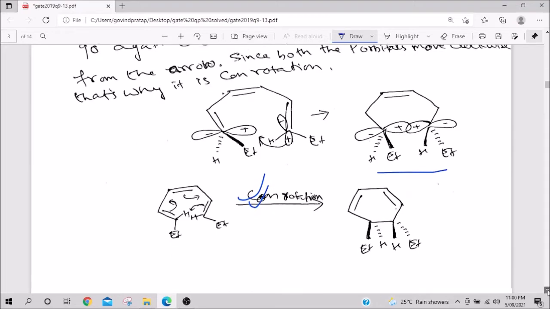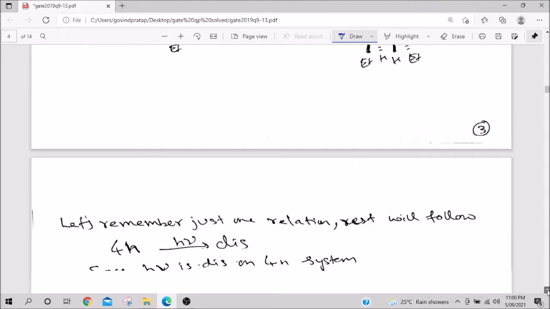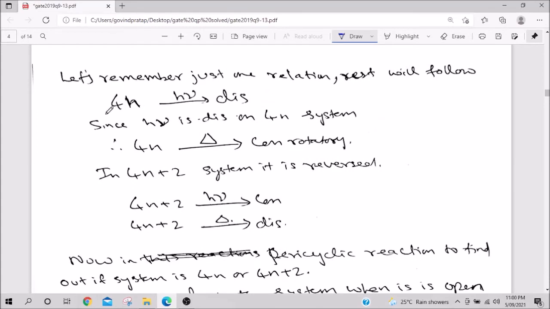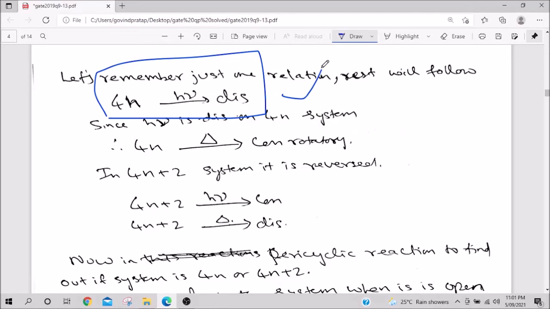Now, one simple formula you will remember, if you remember you will be able to do everything. How I remember is always, I remember this word 4n h nu dis. With this you will be able to solve all of them, because they are basically 2 systems, 4n system and 4n plus 2 system. Now 4n reaction can happen either in photochemical condition or thermal condition. Similarly 4n plus 2 can undergo reaction in photochemical condition or thermal condition. So that's what we have to find out.